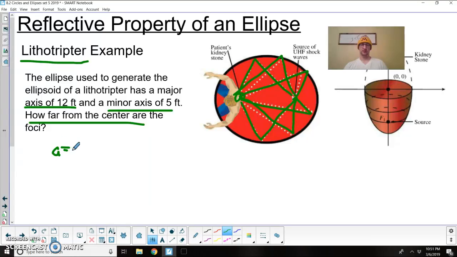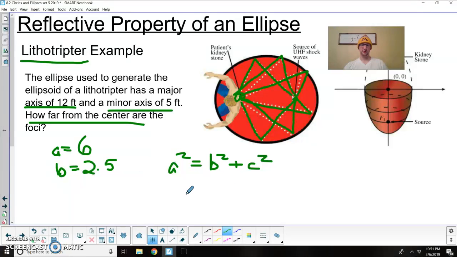Well, A is half the major axis, which is 6. B is half the minor axis, so that's going to be 2.5. And I know that if I need the distance to the foci, that's C. And A squared is equal to B squared plus C squared. So I'll subtract those two things. 36 minus 6.25. Let's skip ahead a little bit here. That is 29.75, and that's what's equal to C squared.